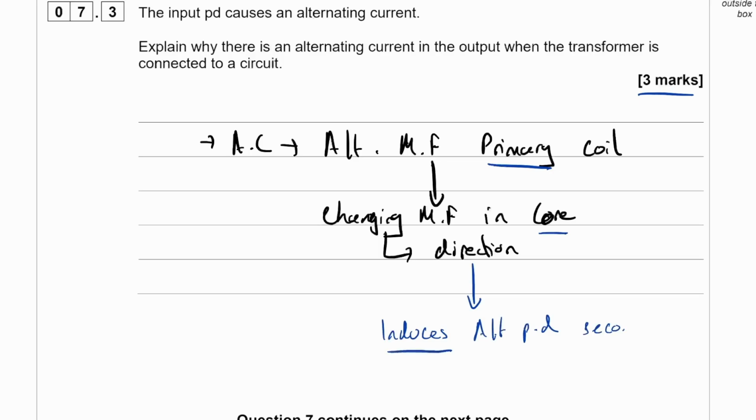Okay, and basically when you have an alternating potential difference, then you also get your alternating current. Okay, so that's what you need to write down for 3 marks. Hopefully it seems fairly simple when you lay it all out like that about the function of a transformer.